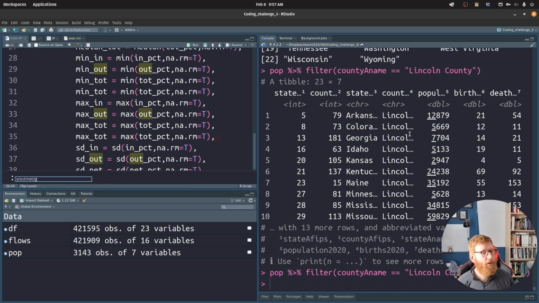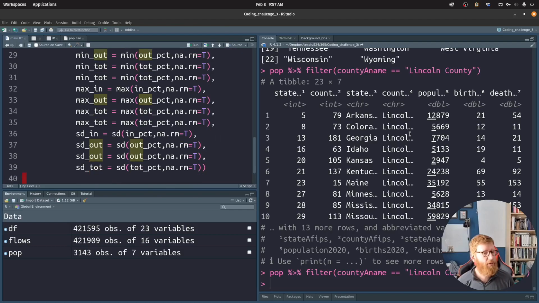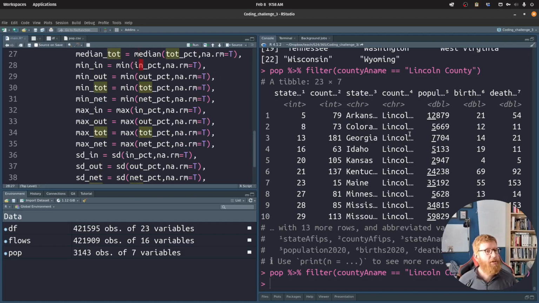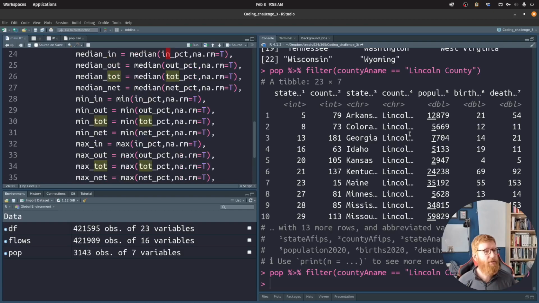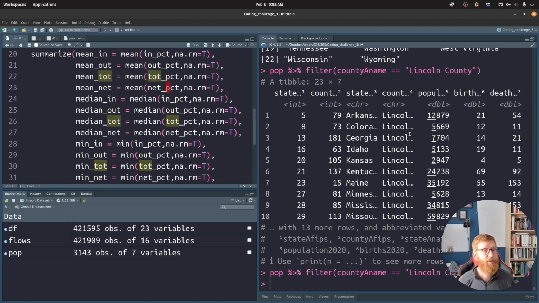Oops. Is that right? No. Out. Why am I confusing myself? Oh, I know why. These other ones I copied total, that one I copied out. All right, so I want to change tot to net. That's better. Ditto for min, for median, and for mean I've already done that.